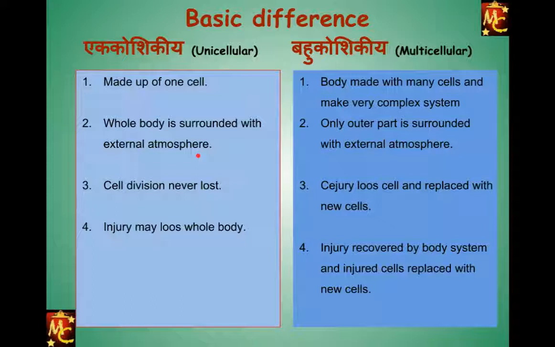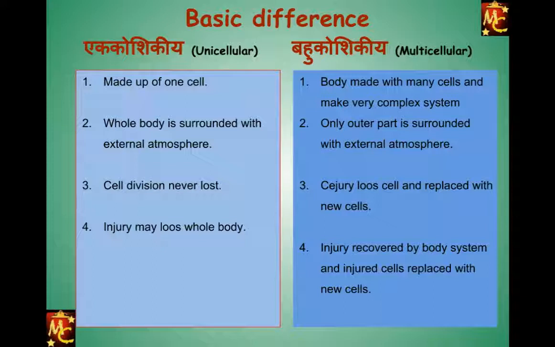Third, cell division is never lost in unicellular organisms. However, in multicellular organisms, injury, sorry, this is not C, it's I. Injury loses cells and they are replaced with new cells. So when we have some injury, many cells are lost, but then the body has the capability to replace these lost cells with new ones.